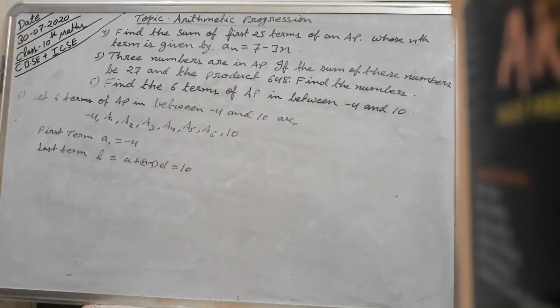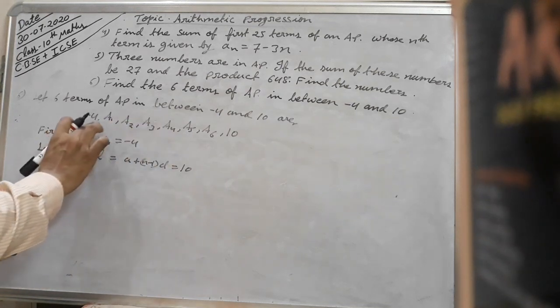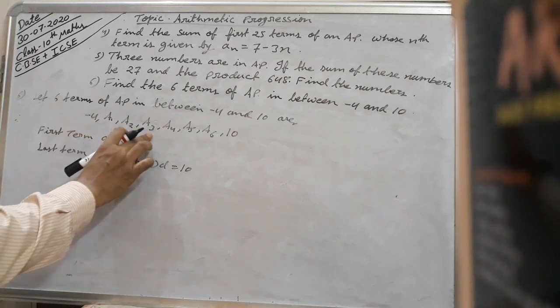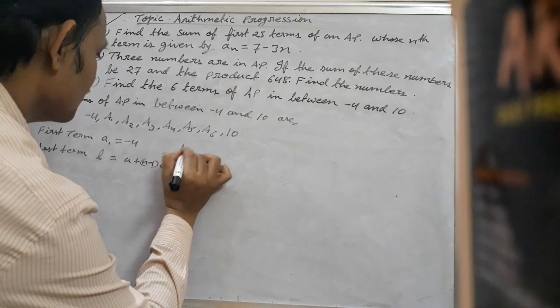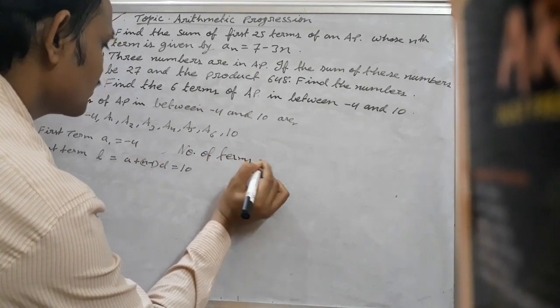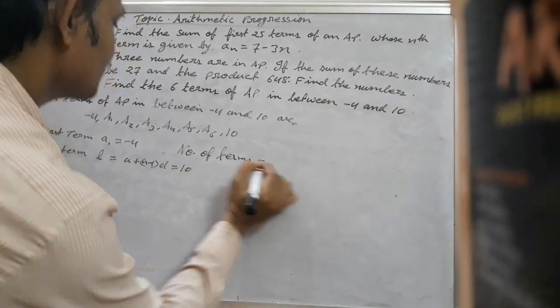Okay. Now, how many terms are here? Number of terms. How many terms are there? 1, 2, 3, 4, 5, 6, 7, 8. You can write here number of terms is equal to 8.